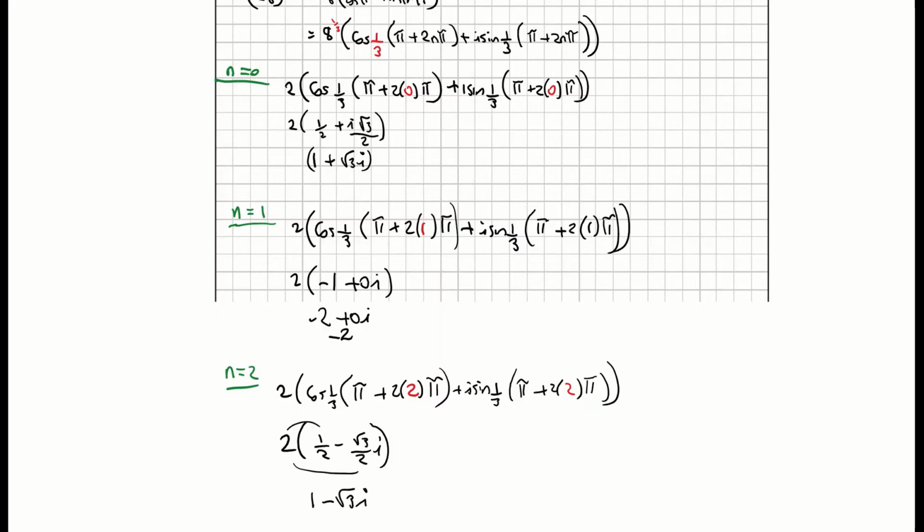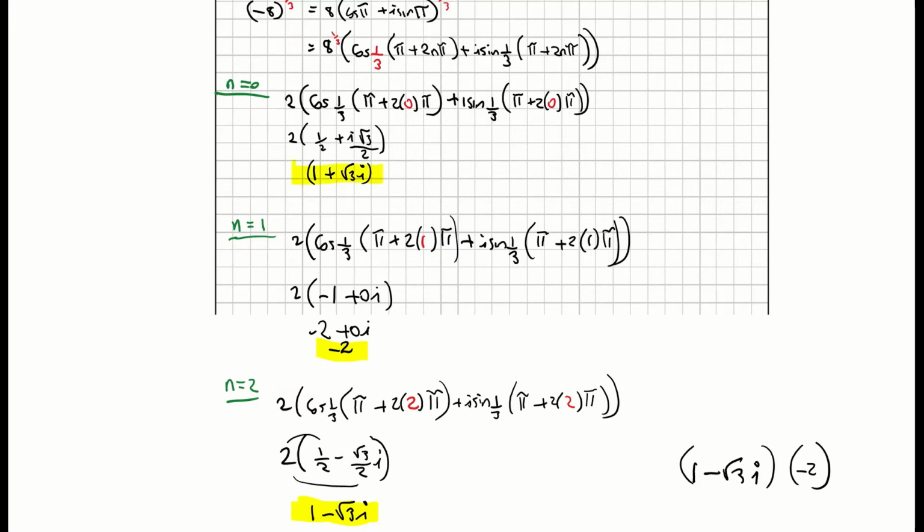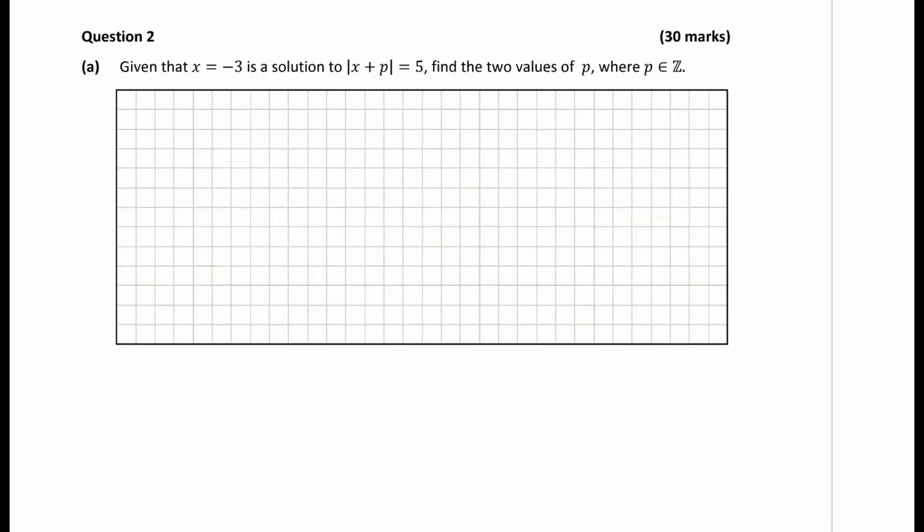So my three complex numbers are 1 minus root 3i, minus 2, and 1 plus root 3i. This is the solution to question 2a.